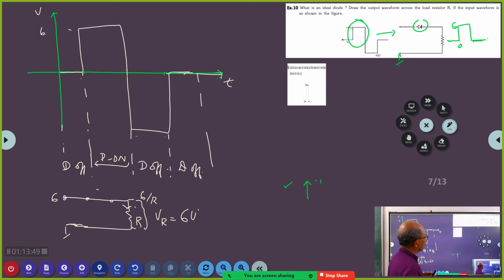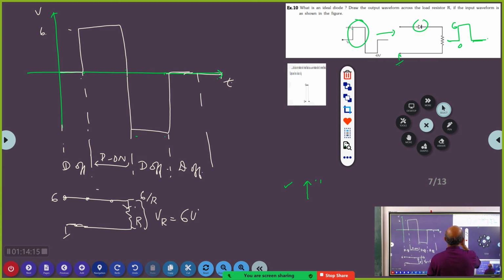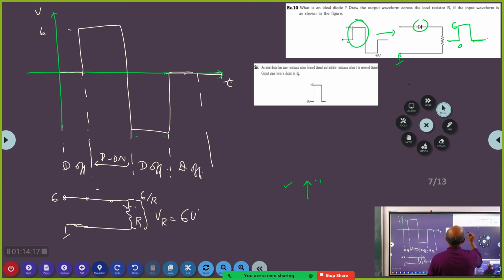But I get that, sir, what will be the breakdown voltage for reverse bias? Okay, for an ideal diode it is infinite. Infinite, right? Ideal means ideal condition, which is not real. Good question. Now you are all beginning to learn, and you please learn.